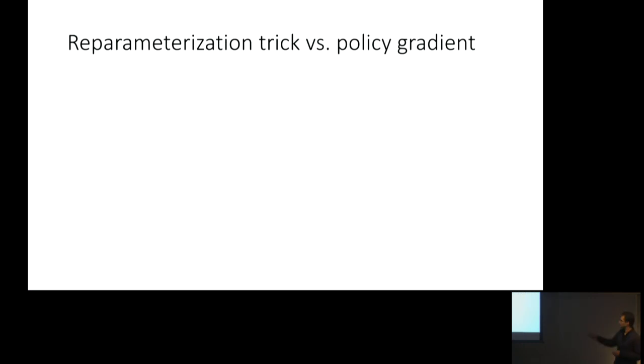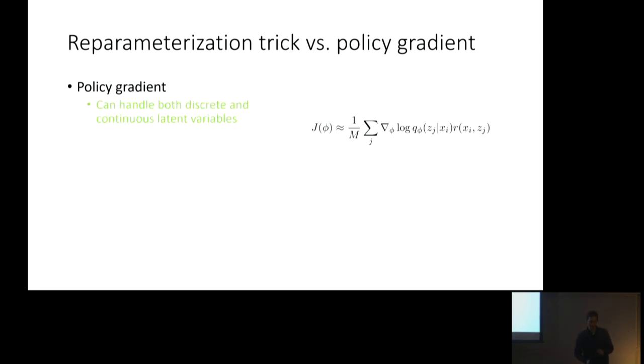So let's recap some of the pros and cons of using the reparameterization trick versus the policy gradient style estimator. The policy gradient is the one where you approximate grad J of phi as the average of grad log Q times R. This one has the big benefit that it can handle both discrete and continuous latent variables. I've mostly been talking about continuous latent variables, but sometimes you might want discrete latent variables or a mixture of discrete and continuous. So this is very, very general. You can use it with any kind of latent variable that you want.